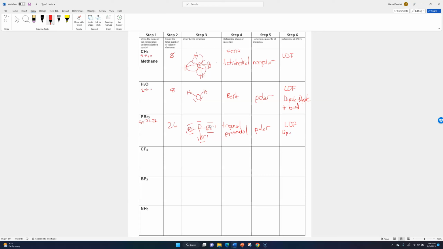Dipole, because you're polar. Anytime you're polar, you have dipole. They go hand in hand. Don't forget that. All right, CF4.